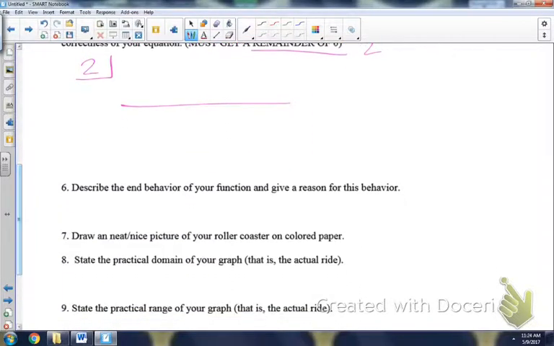You're describing the end behavior of your function, so telling me what's happening at the very end of your roller coaster. Give a reason for this behavior. Explain what's happening. For 7, draw a neat, nice picture of your roller coaster. That's the colored paper that I have for you, the long colored paper. It needs to be nice and neat. I also have examples taped on the board that you can look at. That's what I want you to do. You can use colors, you can use markers that I have set out for you.